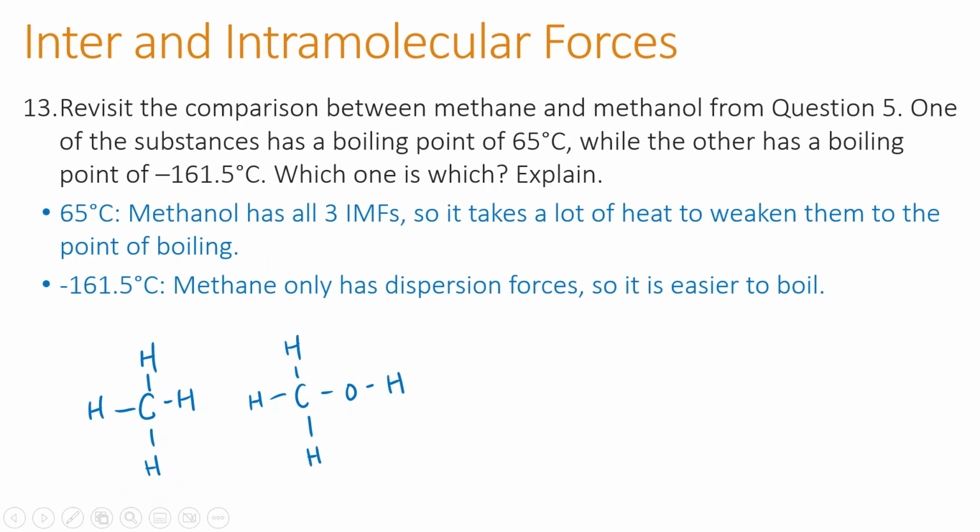So methanol is going to have a higher boiling point because it has all 3 intermolecular forces. So it takes a lot of heat to weaken those intermolecular forces to the point where the liquid can turn into a gas, when it can boil. Methane only has dispersion forces, so it's easier to boil. This makes sense too because the methane is a gas at room temperature. So it's going to have relatively weak intermolecular forces that allow it to be a gas at that temperature, whereas methanol is a liquid.